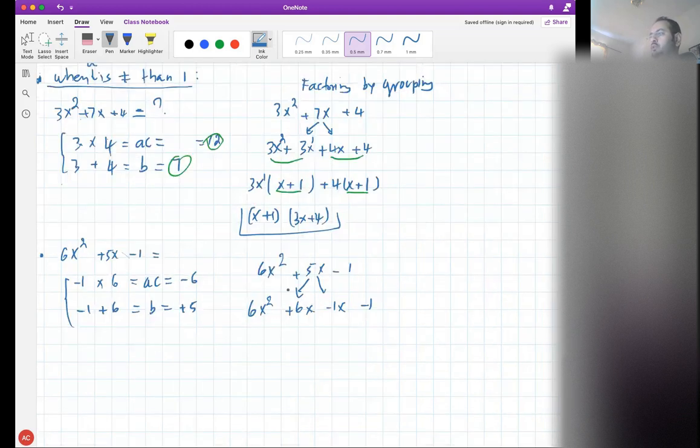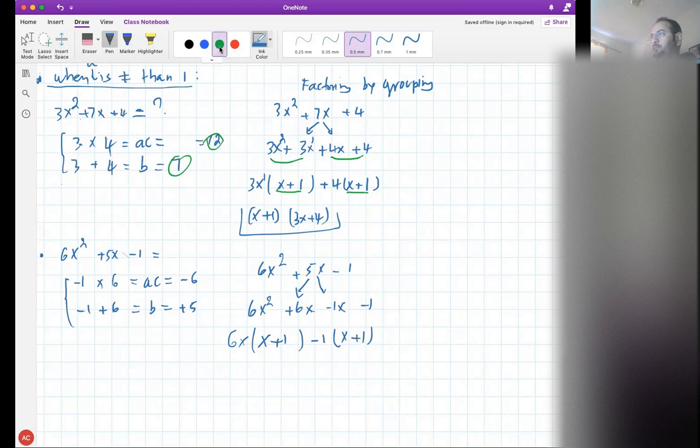You may have to move something around so we can have two groups to factor. What do these two have in common? 6x. Factor it out, and we get x plus 1, just like the previous one. And what is common between these two? -1. That's right. Open the parentheses. Divide this by -1 and we get x plus 1. And -1 divided by -1 is +1.